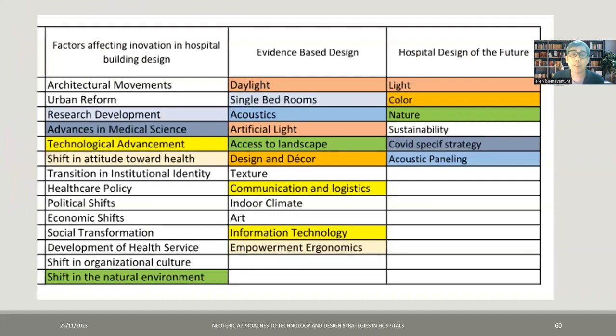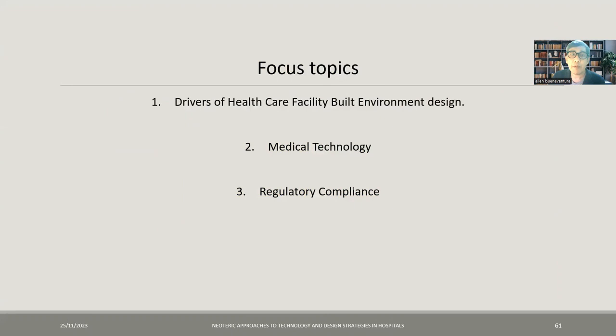So the identified common subject matter that affects hospital planning and design is research and development on evidence-based design. The advance in medical sciences and emerging diseases, new methods of treatment, and possibly new drugs and vaccines. The gradually changing environment that buildings should adapt to. The emerging science of patient care drives the functional planning and design in the indoor environment. To summarize the presentation, I will focus on three topics: drivers of healthcare facility, medical technology, and regulatory compliance.